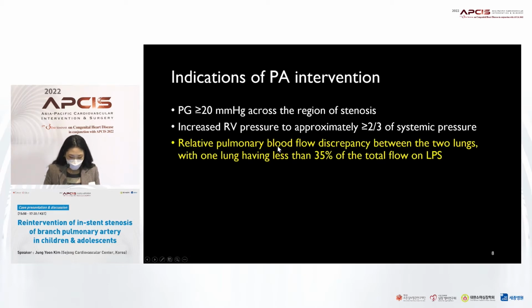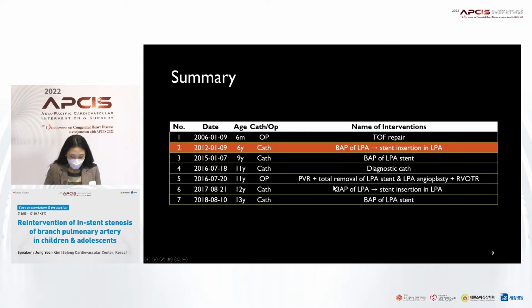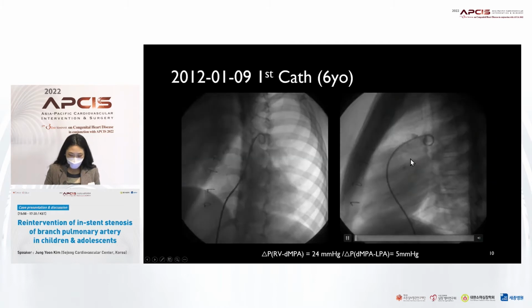Indications of pulmonary artery intervention include a pressure gradient of more than 20 millimeters of mercury across the region of stenosis, increased RV pressure to approximately more than 2/3 of systemic pressure, and relative pulmonary blood flow discrepancy between the 2 lungs, with one lung having less than 35% of the total flow on lung perfusion scan. The last indication applied to our patient, so we decided to perform intervention for LPA.